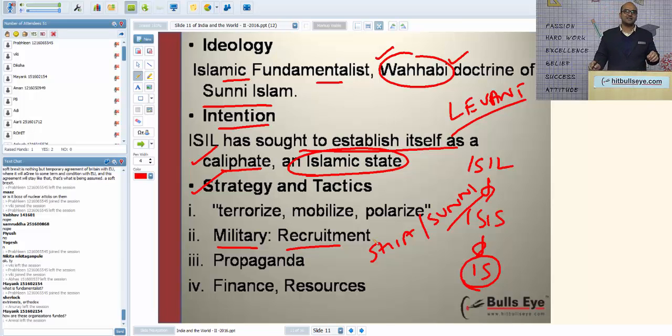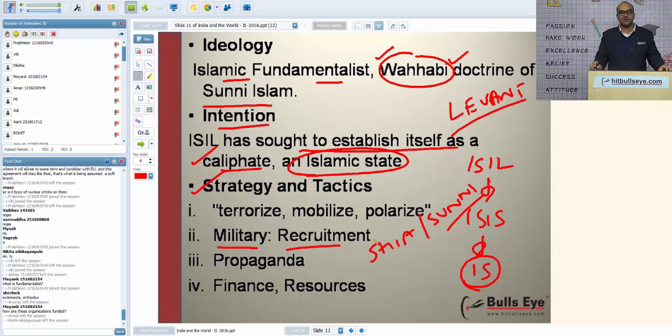And also ISIS as an organization conquered a large number of areas within Iraq, which were very rich in oil fields, right? So they were selling oil in the black market and getting their revenues, right? Again, from propaganda, finance and resources, this is how their strategy is going on.